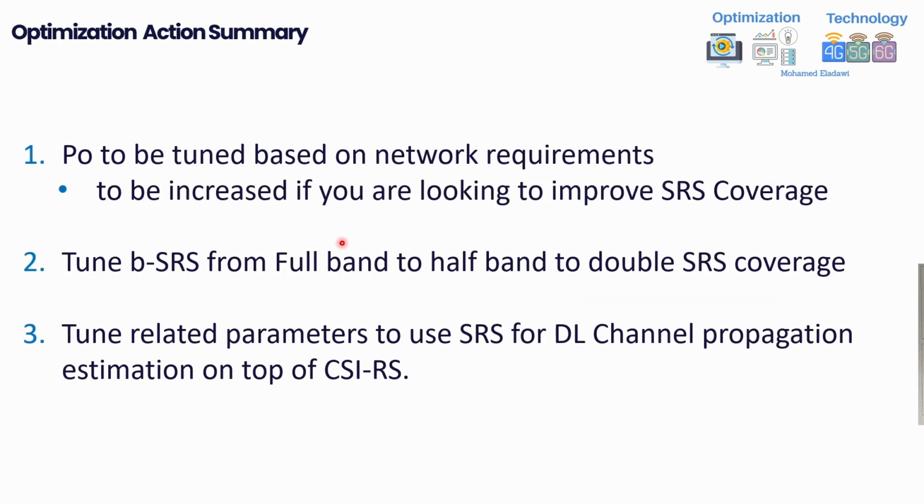As a summary for the parameter tuning and network optimization, you have three main inputs you can play around with. The first one is the B0, which can be tuned based on the network requirement. It can be increased if you are looking to improve, for example, the SRS coverage. Same for the frequency hopping parameters, or let's say the full and half bandwidth. You can tune the B-SRS to convert it from full band to half band in order to double your SRS coverage by around 3 dB. Then the last part relates to the comparison between SRS and PMI. You can try to tune the SRS to work for the cell center, so it can give you much better performance, especially for downlink throughput.